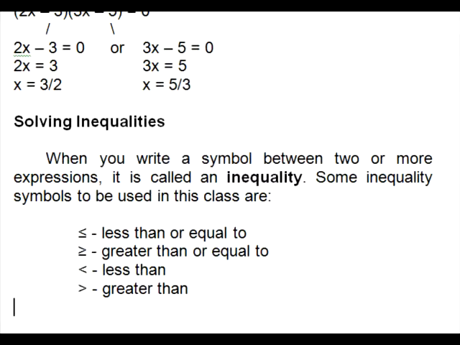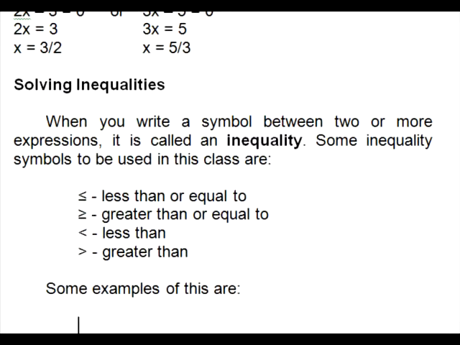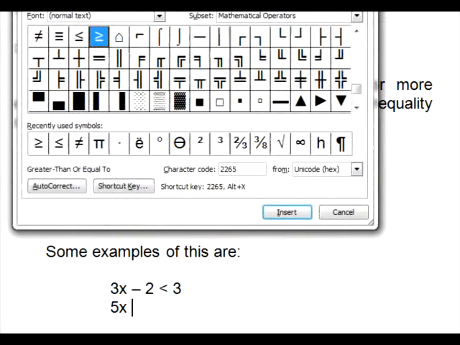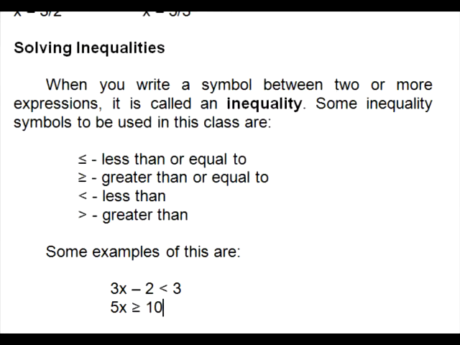What we're going to do in this case is we're actually solving equations. Some examples of this are 3x minus 2 is less than 3, or 5x is greater than or equal to 10. In this case you're not just solving an individual equation, you're solving a whole range of solutions. If you're saying 3x minus 2 is less than 3, you're not just going to pick one number that will work like as an equal sign. There'll be a whole range of numbers like this.